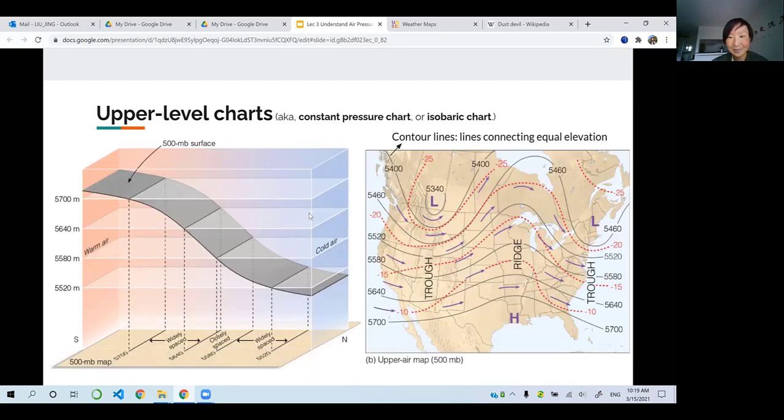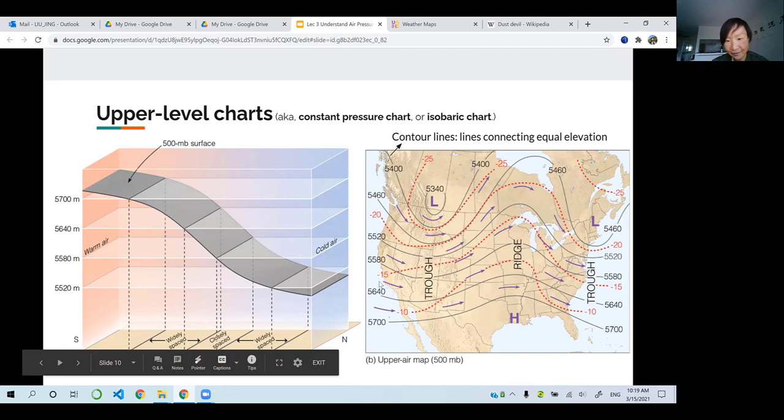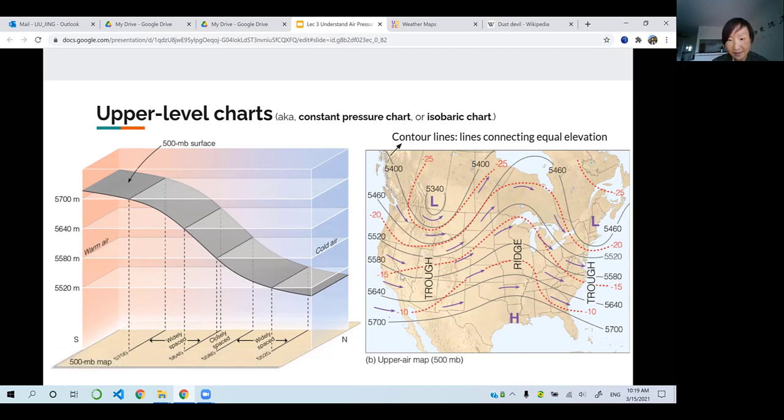So here is my example for you. You can see here, upper level charts, the 500 millibar surface. This is the corresponding map. Those solid contour lines represent to which elevation you find 500. So for example here, in California, close to San Francisco, if you're at the San Francisco Bay Area, you need to go all the way up to 5,580 meters above the ground to find 500 millibars.